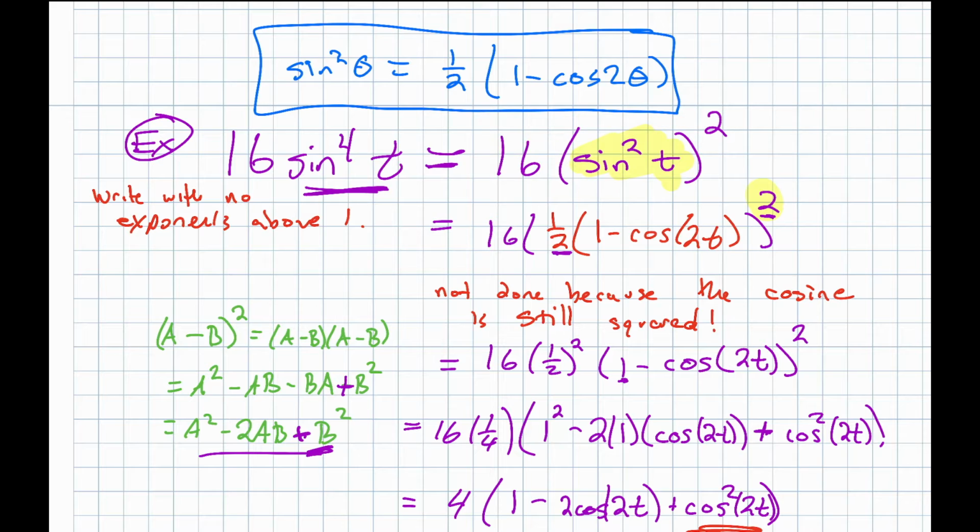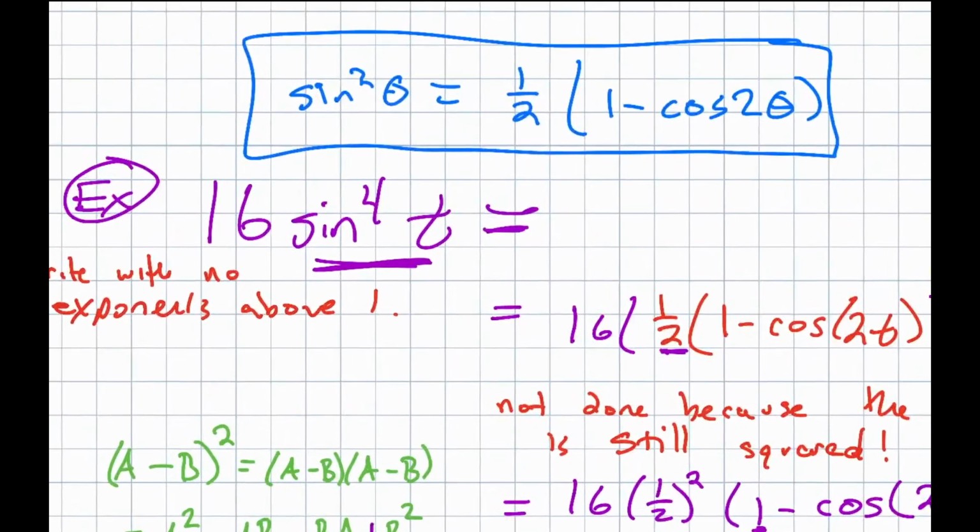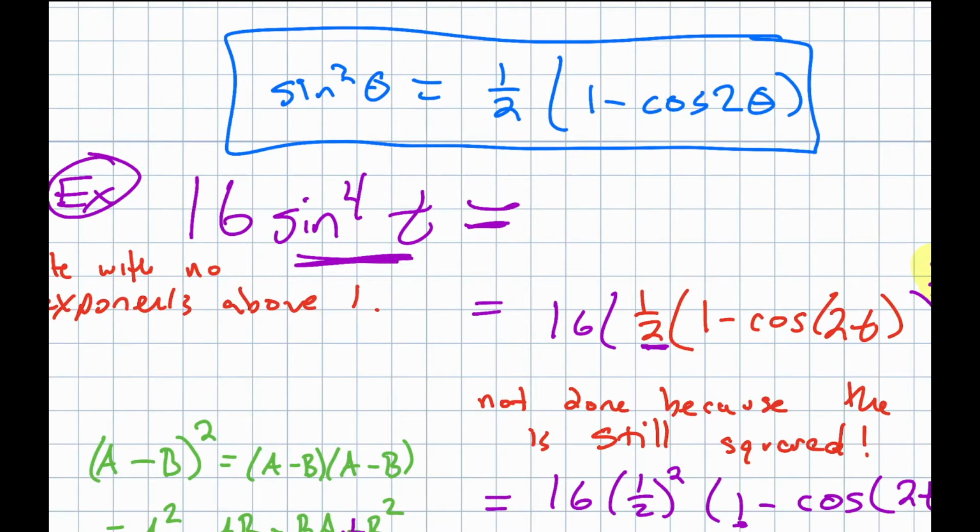Okay, so let me erase this, and let's look at it a little bit. The first thing you have to know is this: the power reducing formula you're going to use only works when you have sine squared. This is sine to the 4th, so this does not match. You can't just use the identity here and write out the answer. You've got to do some extra work to make the powers work out.